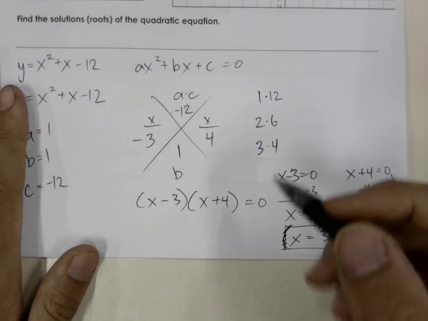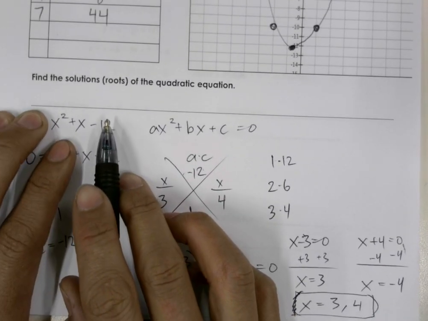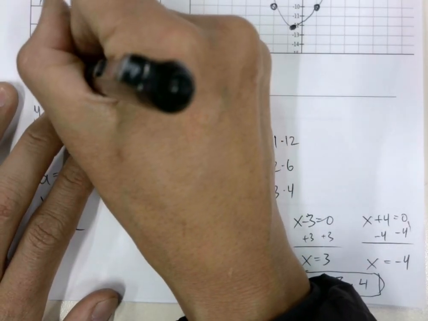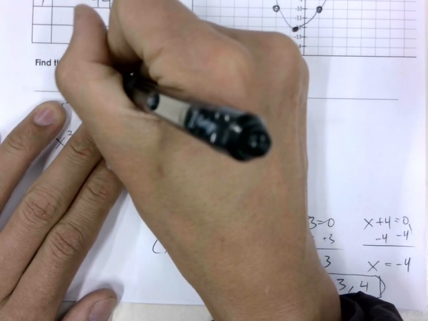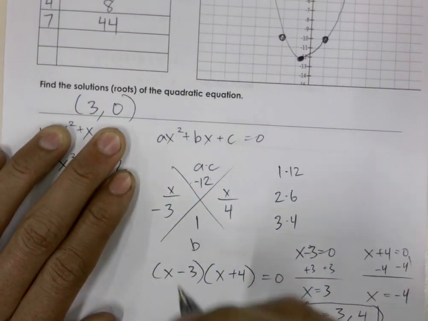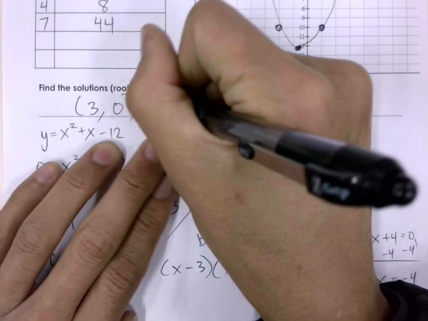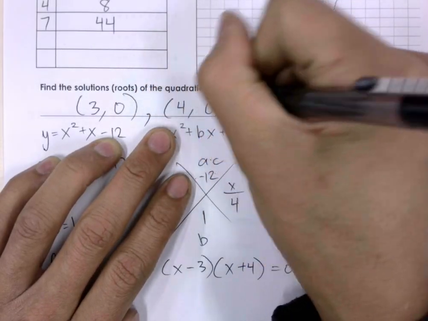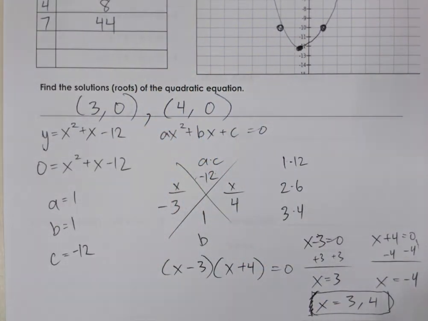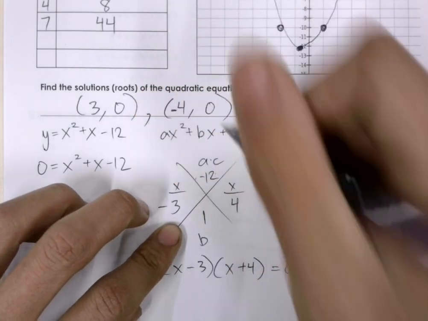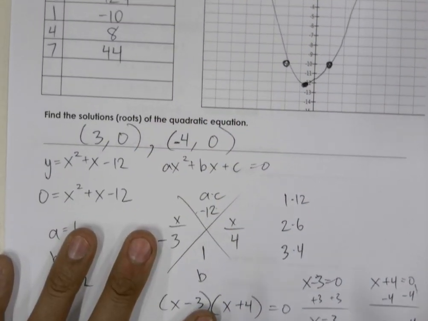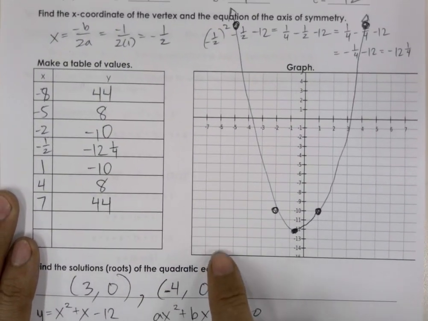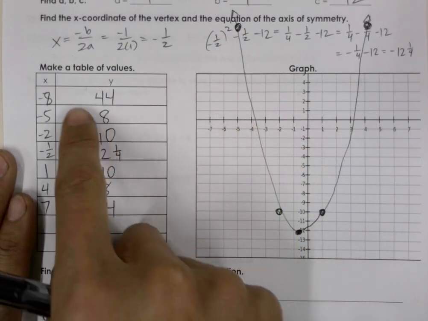If we wanted to write our answers as ordered pairs, as we've been doing, our first one is going to be x is 3 and y is 0. Our second solution is going to be x is 4 and y is 0. Oh, I'm sorry, negative 4. Actually, we didn't need to go through all of this process if we had just used negative 4 in our chart.